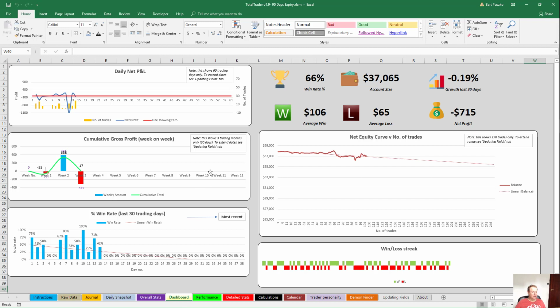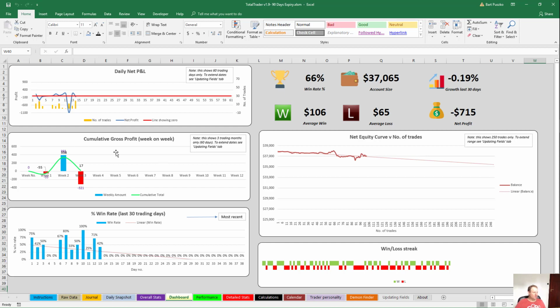Your dashboard, really I think this is probably the main screen that I would be using if you just want to get a high level overview of how well you're doing. You've got your daily net P&L. Bear in mind that this shows 60 trading days, right? So if you want to extend it, the next video will be about how to update fields, okay? Because you may want to be doing that.